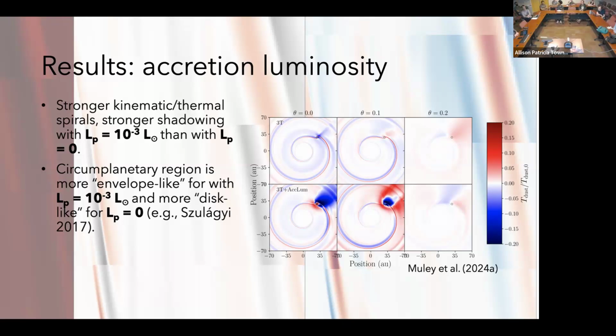Okay, so by shadowing, you don't mean shadowing of the starlight, you just mean shadowing of whatever's going on locally. I think it's not the direct stellar illumination. I think it's thermalized radiation in the midplane.